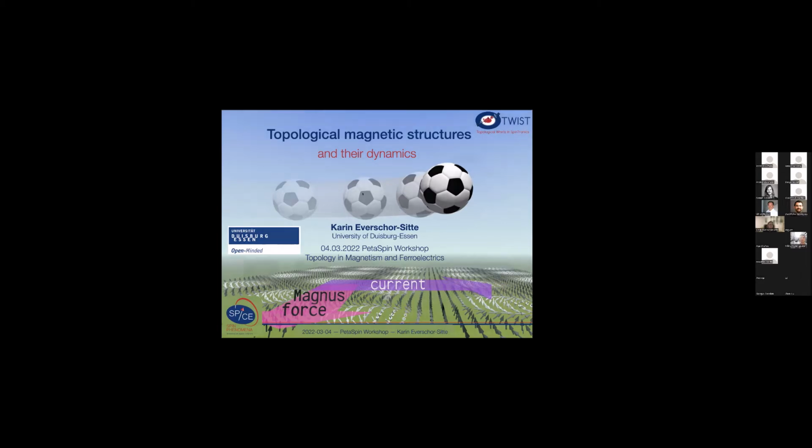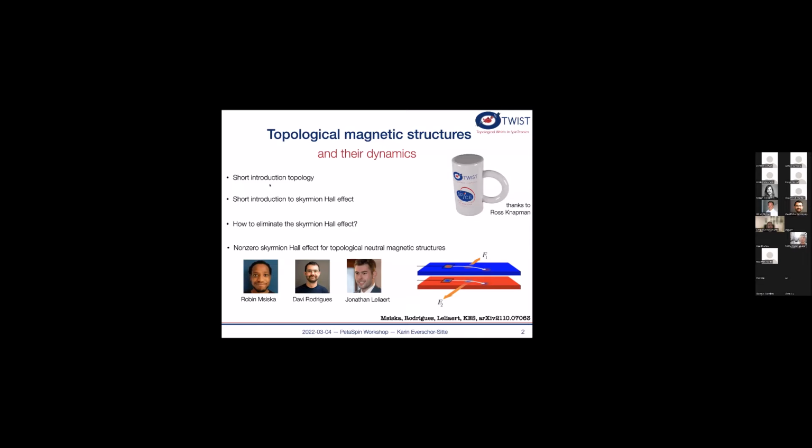So here's the outline of my talk. I'm first going to give a short introduction to topology and actually how different magnetic textures are related to each other. Then I'm going to give a brief intro into the Skyrmion Hall effect, which we already have seen in the seminar series, but towards the goal of the question how we can eliminate the Skyrmion Hall effect, and how we can then use two techniques to eliminate the Skyrmion Hall effect to actually find a non-zero Skyrmion Hall effect for topologically neutral magnetic structures.